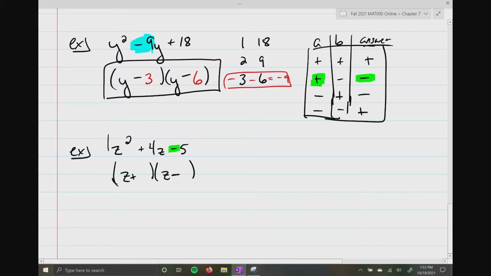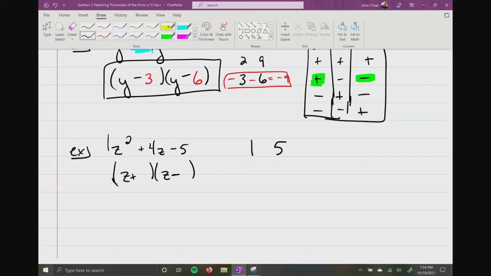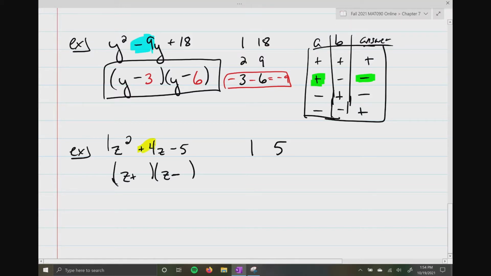Now, we need the factors of 5. Well, luckily for us, there's only one pair, 1 times 5. And this is why I like to do the signs first. Here's what I know. I know no matter what, these numbers have to combine to give me positive 4. And here's the best part. You already know one of the numbers is positive and the other number is negative.